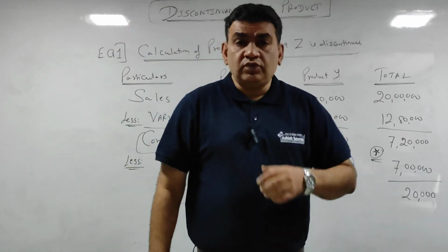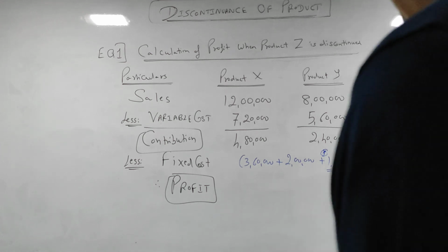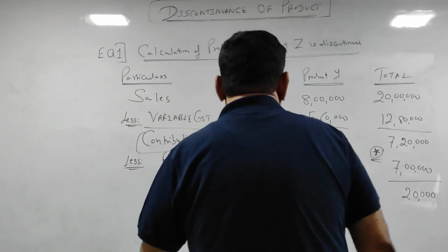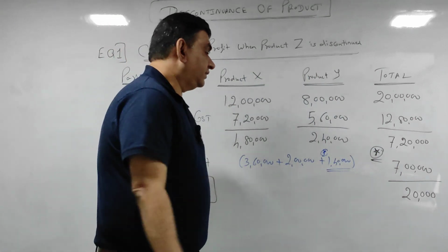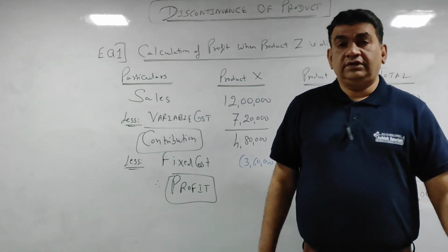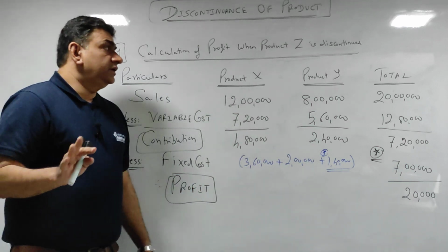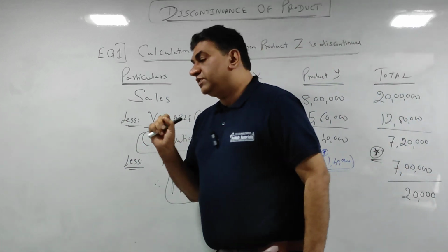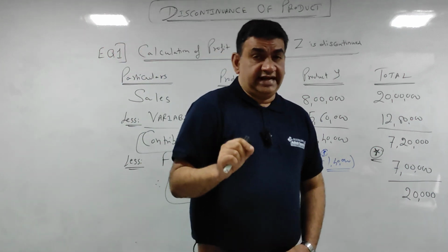This reduction of rupees 1 lakh is because of contribution foregone due to discontinuance of product Z.